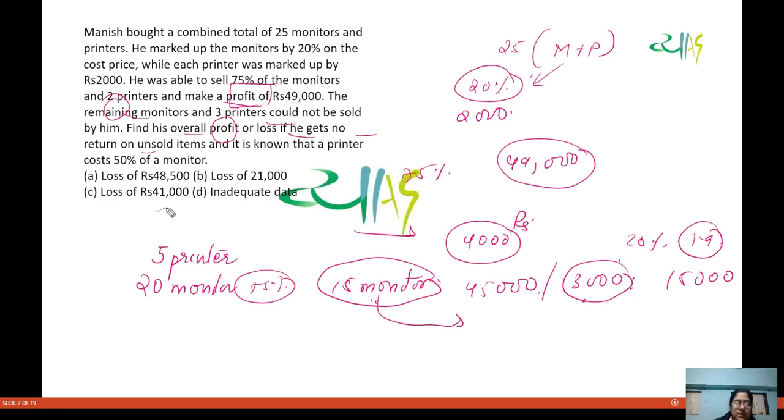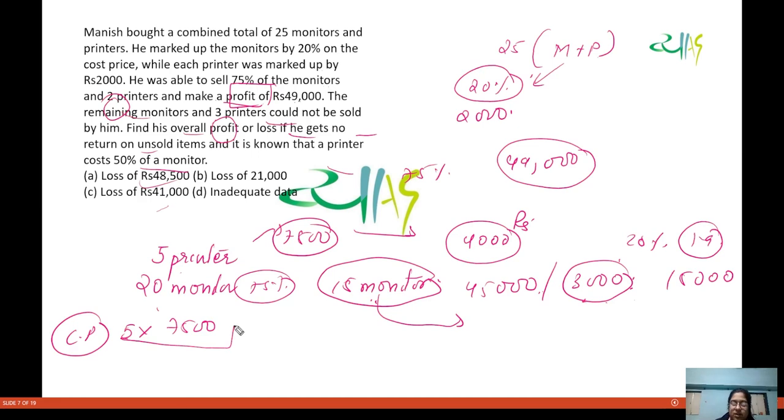Now we have come up till here. Now let us calculate the cost price for this 20 plus 5. 5 monitors, because it is said that a printer costs 50% of the monitor. So that means printer price is how much? 7,500 rupees. So this comes to be 37,500 rupees.